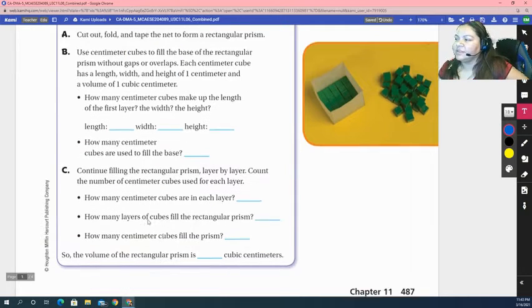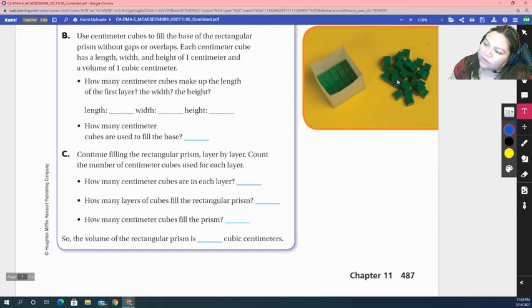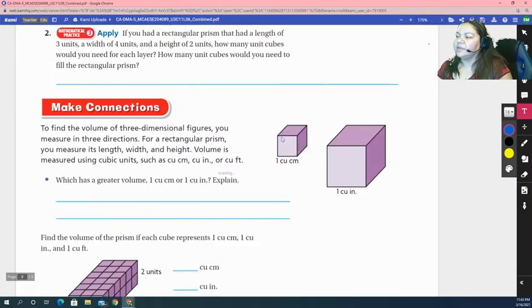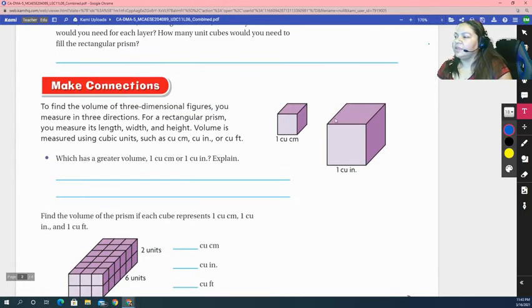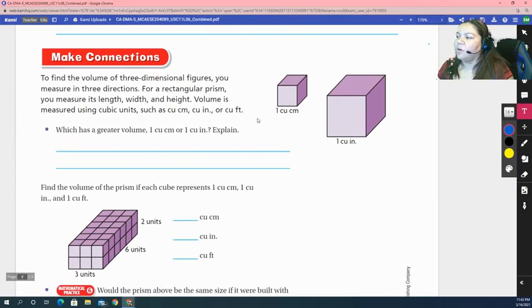There's this activity that I won't be able to use because I don't have unit cubes with me, but we will regardless practice just using the diagrams. Let's go ahead and go over this because this is very important. It's going to be especially important for your project.